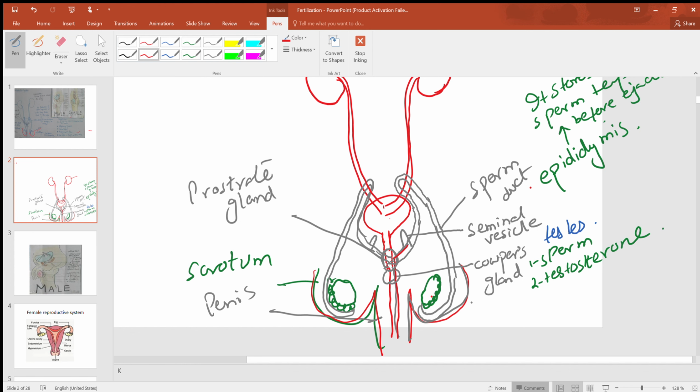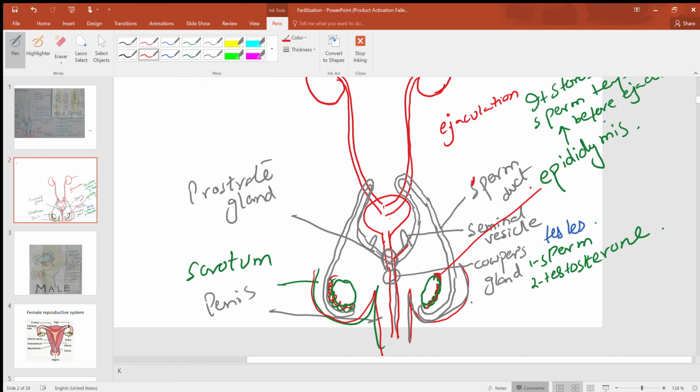Now, outside the testis there is a coiled tubule which is known as the epididymis. What is the name of it? Its name is epididymis. What is the function of the epididymis? It is to store sperm temporarily before ejaculation. Now, what is the meaning of ejaculation? Ejaculation means the release of sperm outside the body.